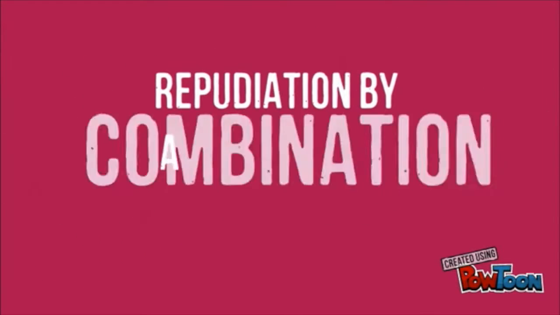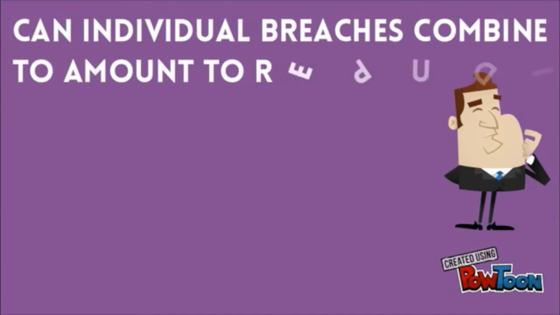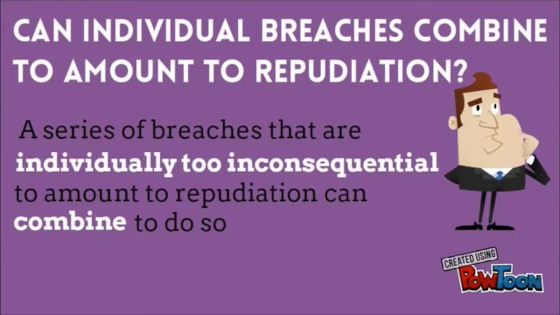On to the next topic. What about when repudiation occurs from not one, but a combination of events? Individual breaches, when combined together, can still amount to repudiation, right? Correct. Sometimes a series of breaches that are individually too inconsequential to amount to repudiation can combine to do so.